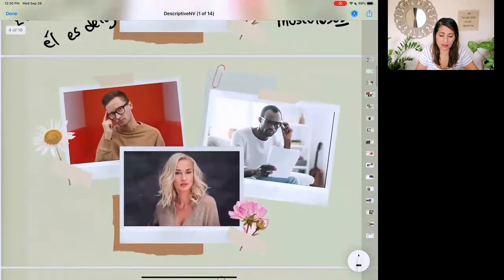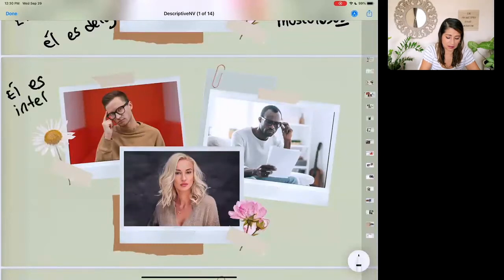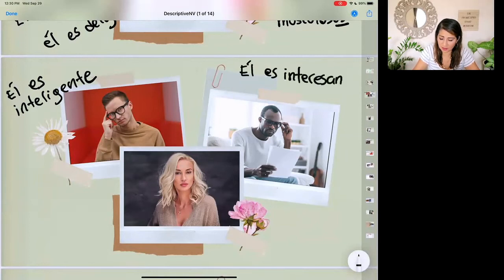So if somebody is intelligent or interesting, we said inteligente, right? So él es inteligente. Somebody is interesting. Él es interesante. Okay, so that has to do with the personality or personal traits. Also, if we need to talk about their appearance, if somebody has darker hair or skin, the word for that is moreno. So this guy here, él es moreno.